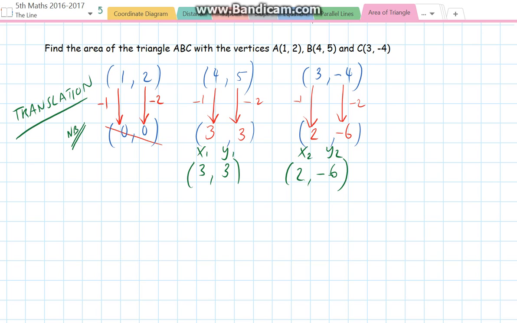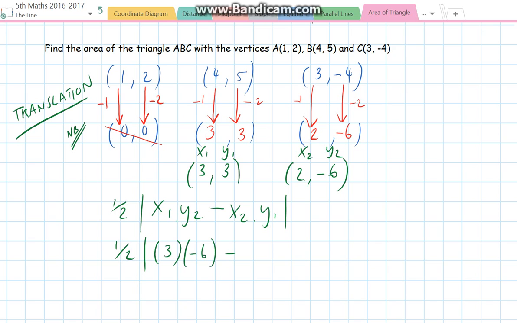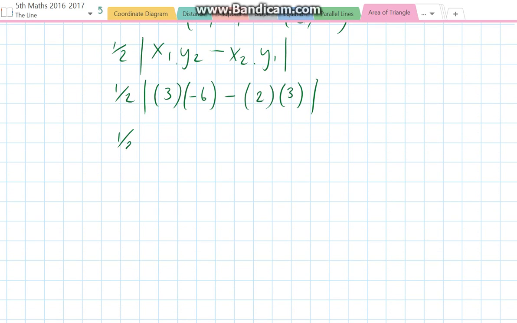Right, so now I have my 2 points, so I put in my formula. It was a half on x1 times y2. Remember, they're stuck together, therefore they're multiplying. And minus x2 times y1. So I'll have a half on my bracket: x1 was 3, y2 was minus 6, minus x2 was 2, y1 was 3. So I'm going to have a half on minus 18 minus 6. So it's a half on minus 24.